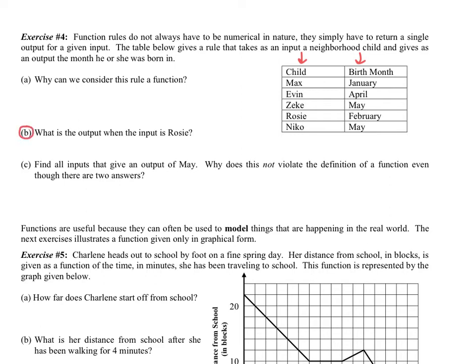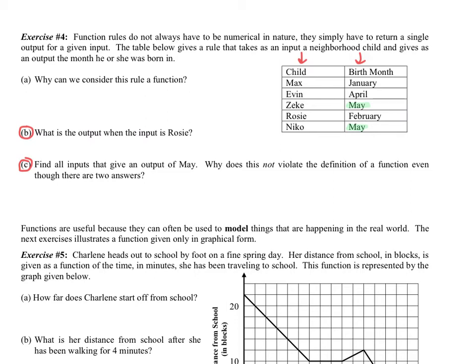Question B says, what is the output when the input is Rosie? So I'm going to look at my table. If the input is Rosie, the output is February. Question C says, find all the inputs that give an output of May. Well, let's see. We need an output of May. If I look at the table, there are 2 places, or two children, that have an output of May, both Nico and Zeke.